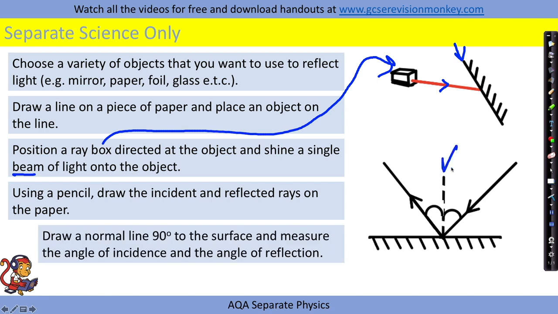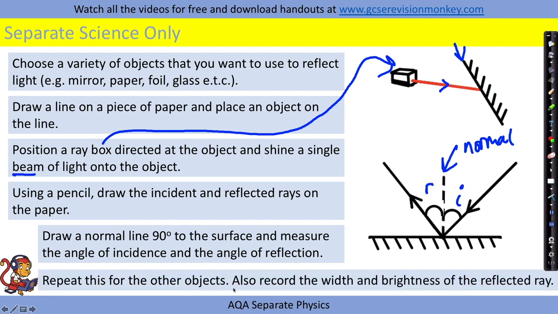Draw a normal line. This is the normal line, which is always at 90 degrees to the surface, and measure the angle of incidence, so that's this angle here, which is between the normal and the incident ray, and the angle of reflection. You would then repeat this for the other objects, and also record the width and the brightness of the reflected ray. Because if you've got specular reflection, you're going to get a really thin and bright reflected ray coming out. However, if you have more diffuse reflection, you would have a wider ray of light coming out, and it would be dimmer as well, or perhaps you wouldn't see a reflected ray at all on some materials.